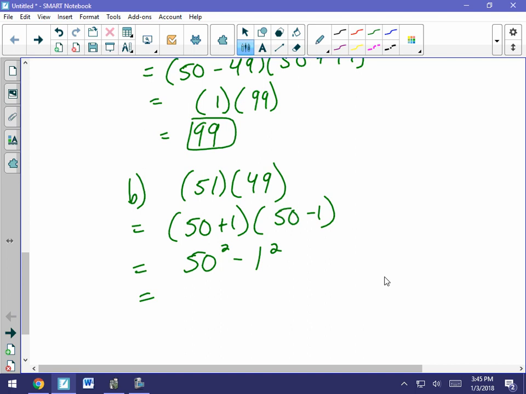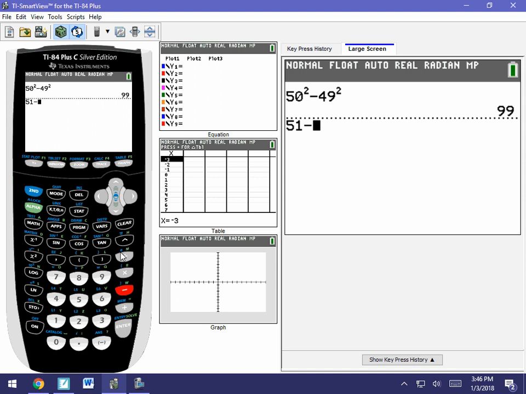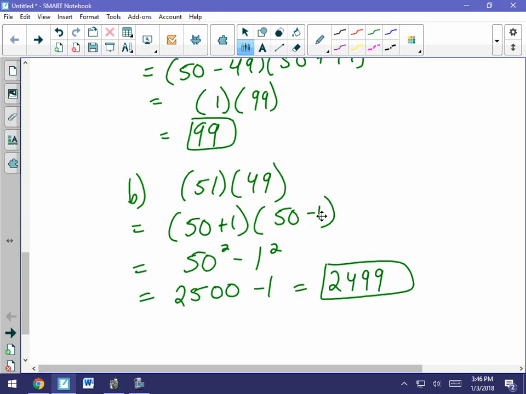But now this is something I can do in my head. 50 squared, 5 times 5 is 25. Throw a couple of zeros on there. 1 squared is 1. So therefore, 2,500 minus 1 should give us 2499. I can pop over to my calculator to verify. 51 times 49, there we go. Okay, there it is, 2499. Okay, so identities are helpful. We can use them to do some mental math should we find ourselves in a situation when we would want to do that.